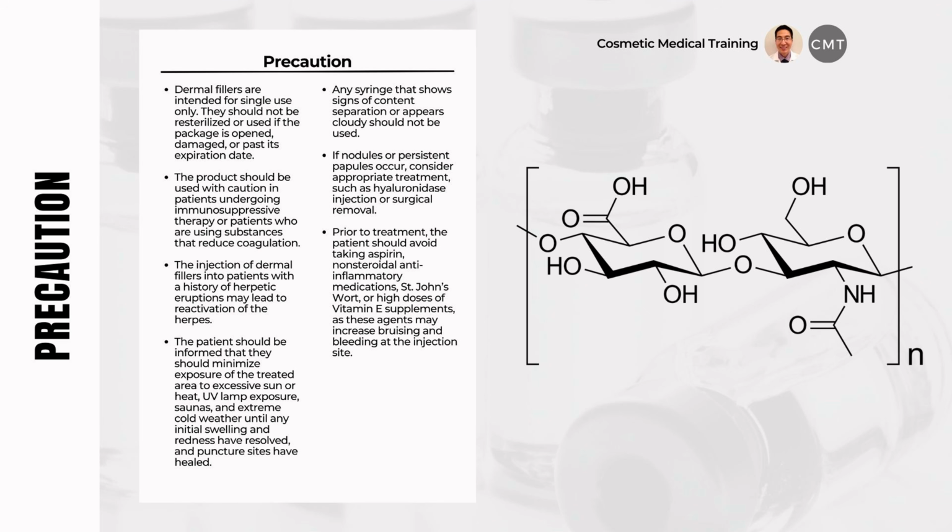The patient should be informed that they should minimize exposure of the treated area to excessive sun or heat, UV lamp exposure, saunas, and extreme cold weather until any initial swelling and redness has resolved and puncture sites have healed. Any syringe that shows signs of content separation or appears cloudy should not be used. If nodules or persistent papules occur, consider appropriate treatment such as hyaluronidase injection or surgical removal.